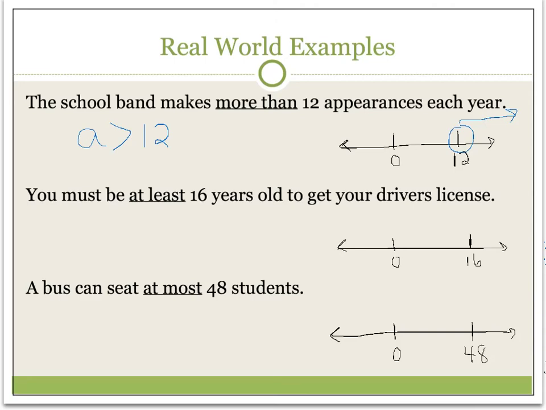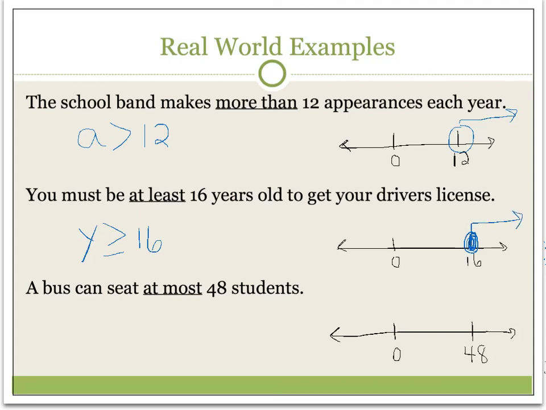So if we let y equal the years that you are, you must be at least 16 years old. It means that you must be greater than, but you could also be equal to 16. So this would be read as y is greater than or equal to 16. Again, that would be a closed circle on the 16 going to the right to be greater than.